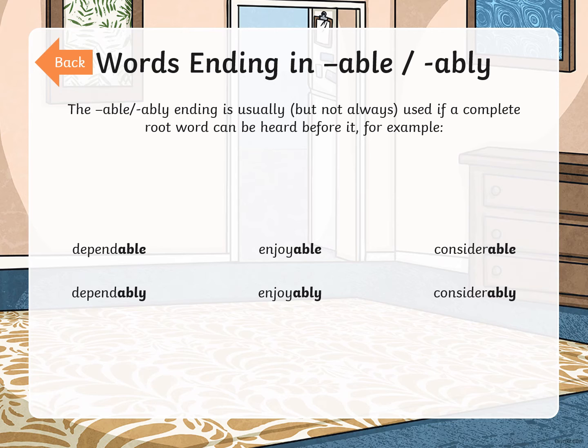I'm sure you came up with some great ideas. Let's have a look at the rules. The able, ably ending is usually, but not always, used if a complete root word can be heard before it. Here are some examples. We've got depend and dependable. The word depend makes sense on its own, and then we've added the ending able. So enjoy and enjoyable, consider and considerable, depend and dependably, enjoy, enjoyably, consider, considerably.